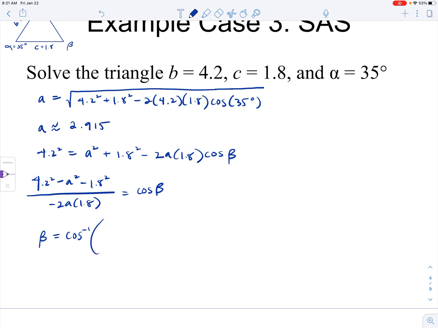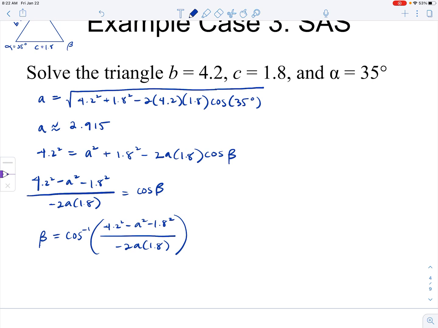And then beta, I'm going to flip this, so beta will be equal to the inverse cosine of that ratio. Now the nice thing about inverse cosine is that it will give us an angle from quadrant 1 or quadrant 2, meaning inverse cosine can represent an obtuse angle. So if this is an obtuse triangle, it will give us the obtuse angle.